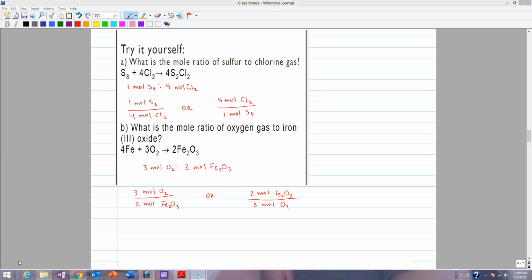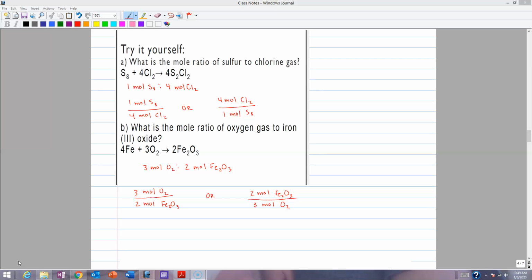So A says, what is the mole ratio of sulfur to chlorine gas? The reaction we're given is S8 plus 4Cl2 produces 4S2Cl2. So I'm going to look at the coefficients. The coefficient in front of S8, there isn't one written, so that indicates that there's 1 mole of S8 and 4 moles of Cl2. So we can write our conversion factor as 1 mole of S8 over 4 moles of Cl2, or 4 moles of Cl2 over 1 mole of S8.